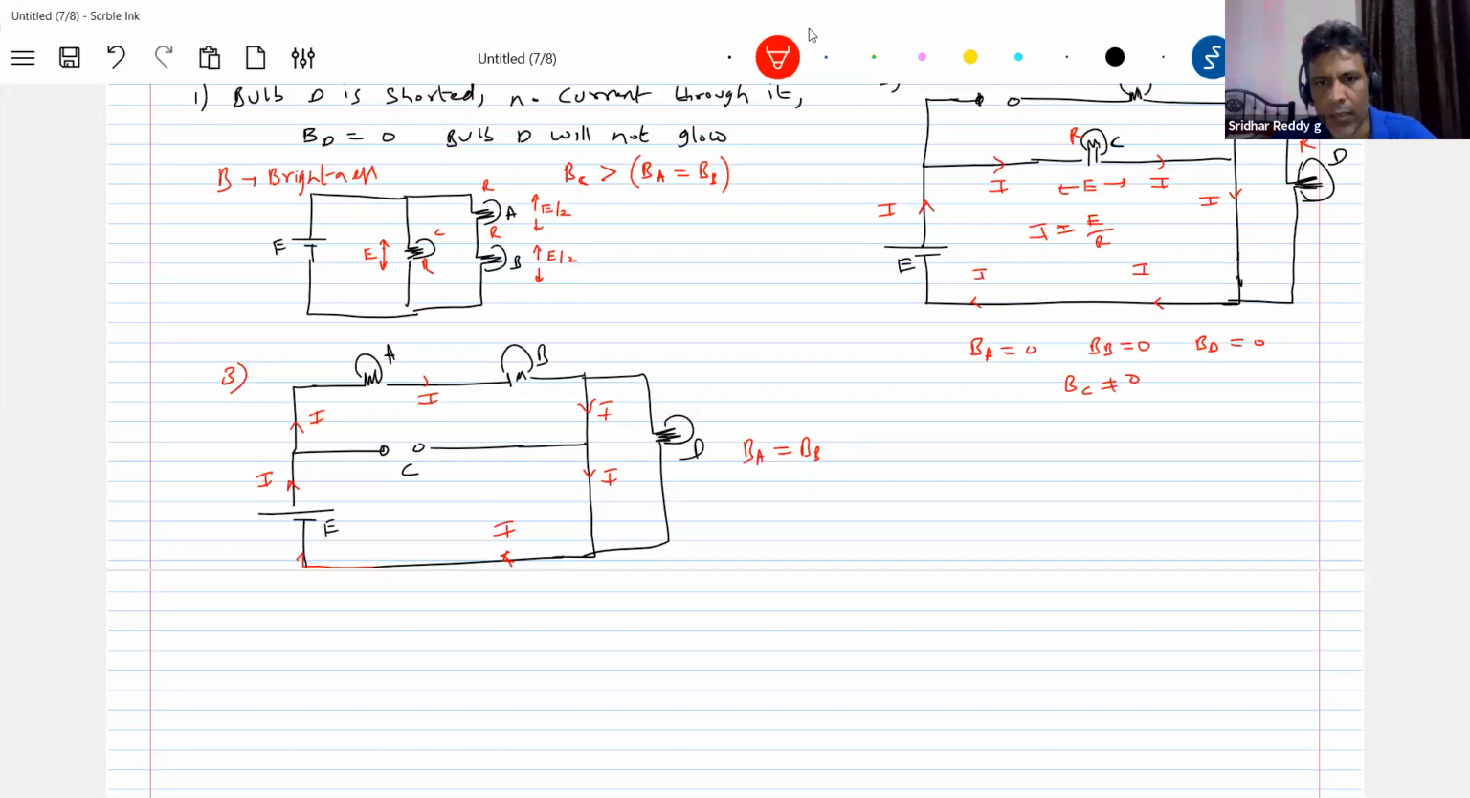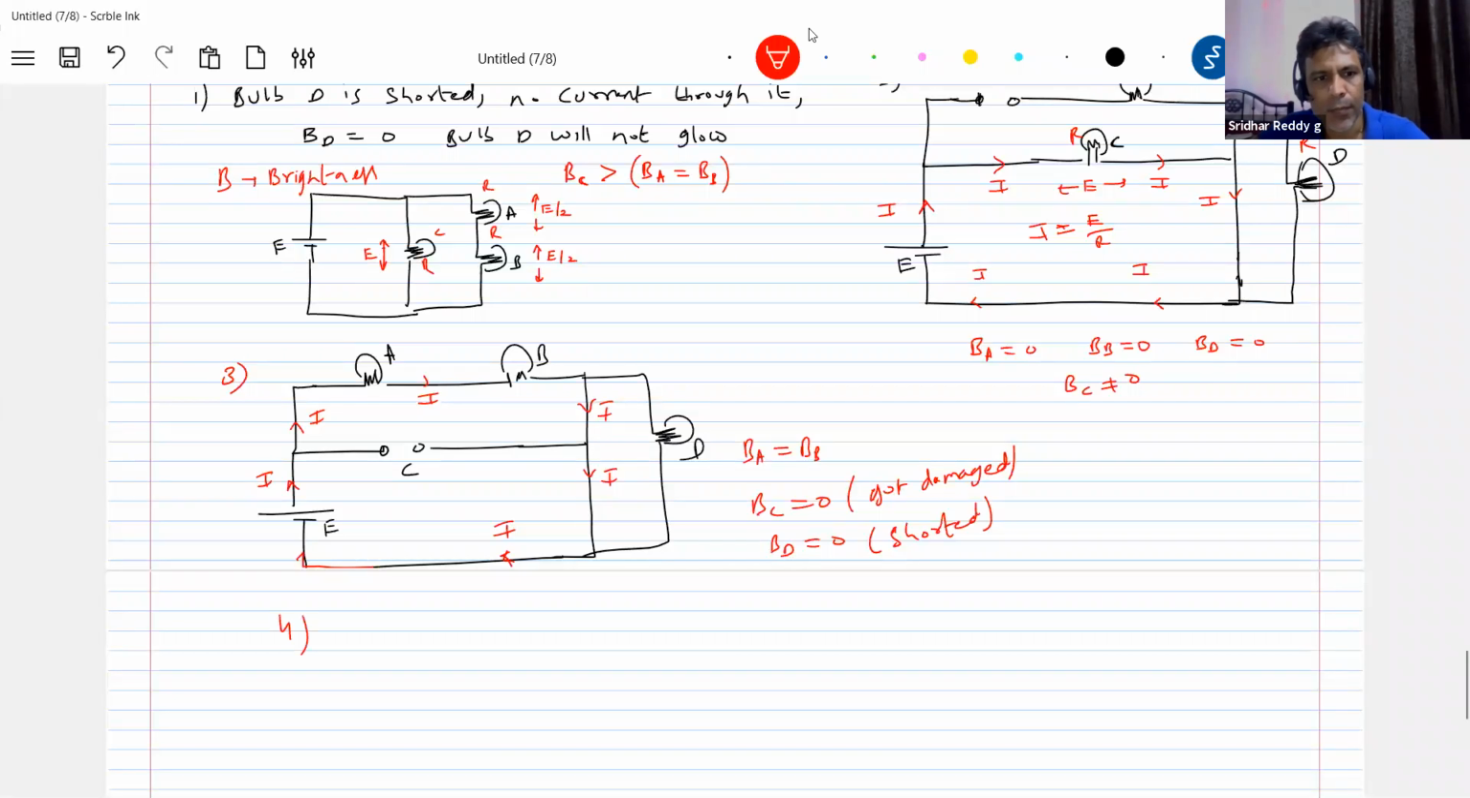And what is the brightness of bulb C and D? Why will bulb C not glow? Because it got damaged. Fails means it got damaged. Why did it get damaged? We don't know, that's all. And this is shorted. There are different reasons. Bulb D will not glow: it is in good working condition, but it was shorted. Bulb C got damaged, that's why it was an open circuit.